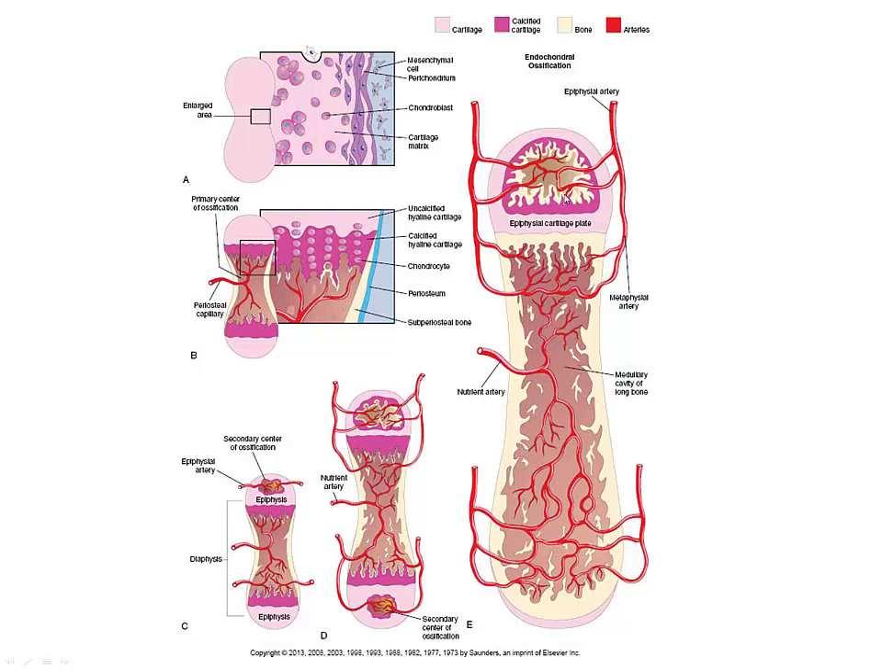The only place in our long bones where we're still going to maintain cartilage, at least until we're about in our mid-20s, is going to be in the region between the epiphysis and the diaphysis, and this is the epiphyseal plate. We also know this is the growth plate of our bones.